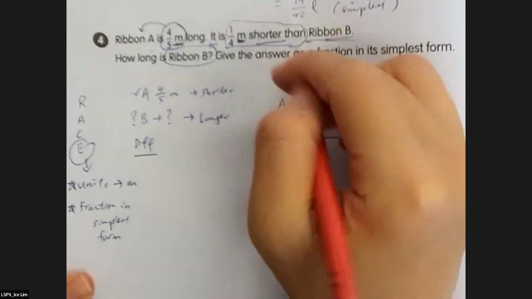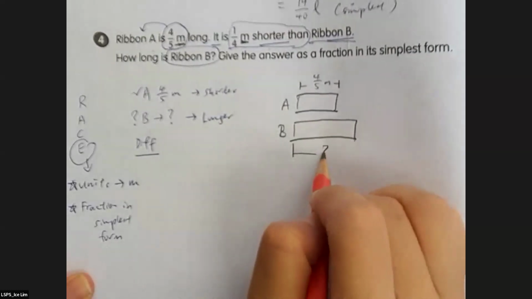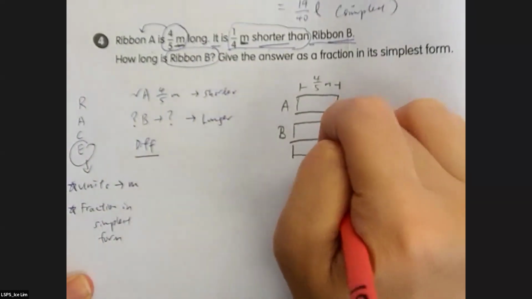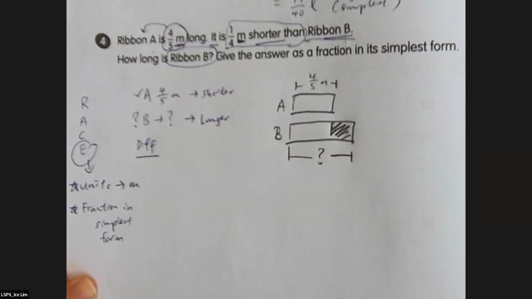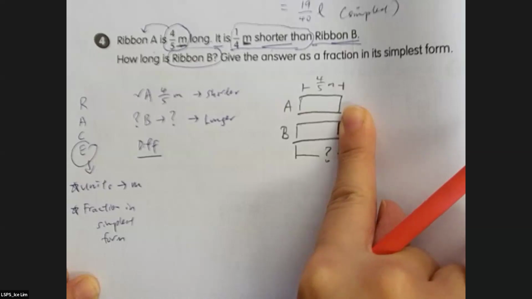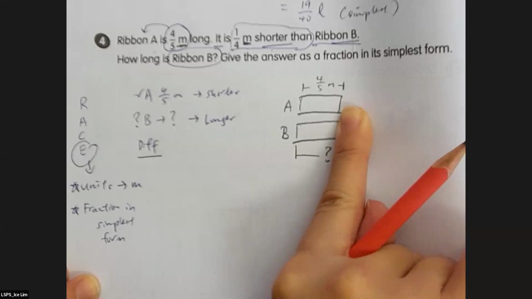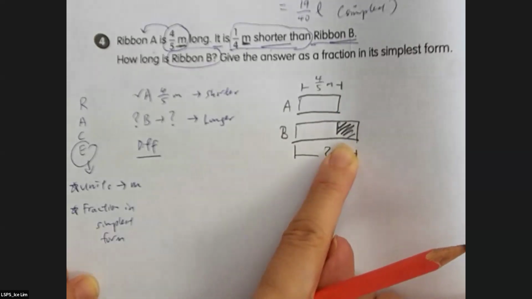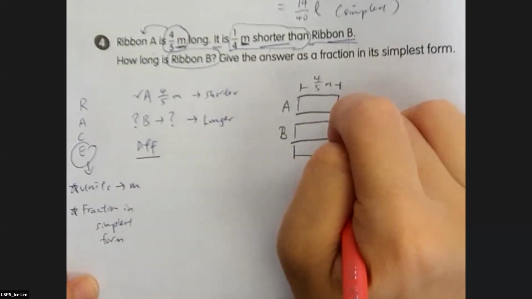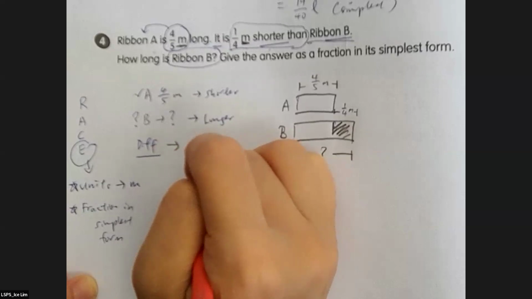So I continue with my model. I have the A. A is given as 4/5 meters long. I actually do not have B, but I have something called the difference. The difference is how one is not the same as the other. If they are the same, they will look like an equal sign. But they are not the same. So how are they not equal? How are they different? This is the part where A is 1/4 meter shorter. So the difference is actually 1/4 meter.